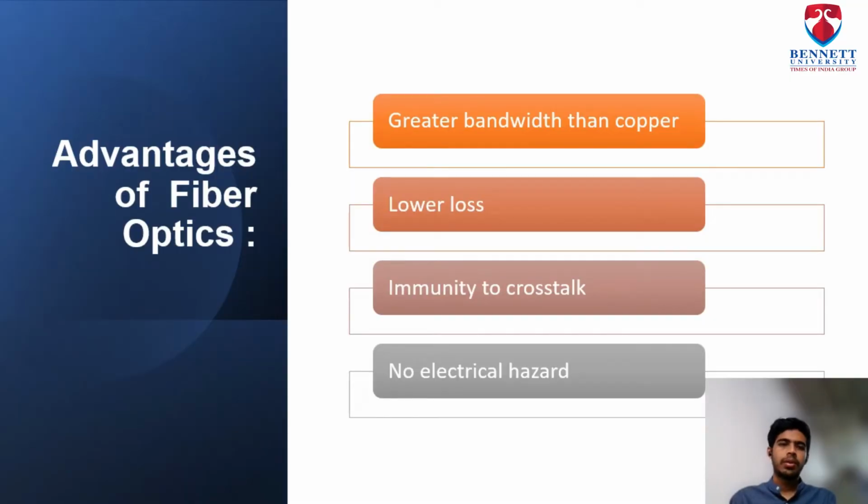Now let's talk about advantages of fiber optics. There are many advantages of fiber optics. Some of the advantages are: it has greater bandwidth than copper. The loss in case of fiber optics is lower. Immunity to crosstalk, and it has no electrical hazard.